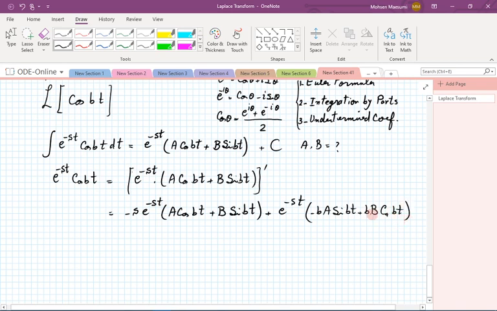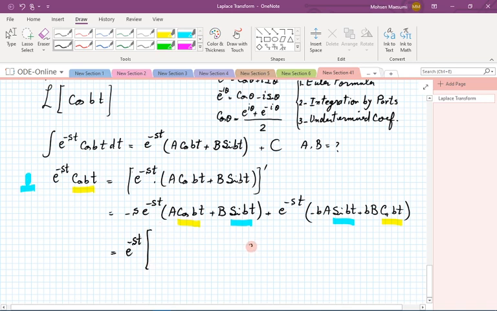Well, the two sides are equal. What am I going to do? I'm going to collect my cosines and equate it to the cosine here, and sines, well, there's no sine here, so that's going to be 0. So let's go ahead and clean up. So I'll have exponential of minus st, let's put that outside.